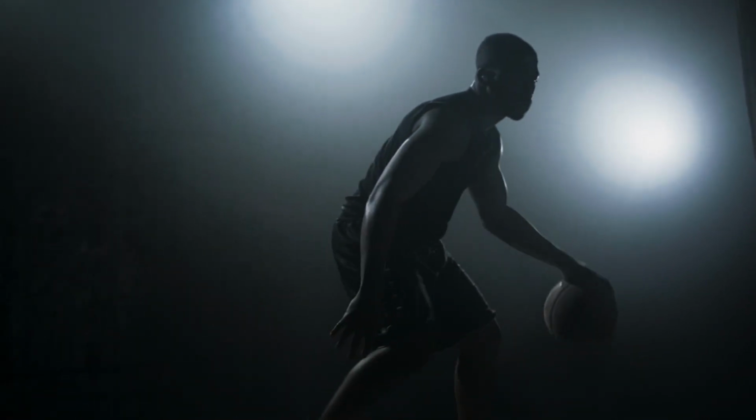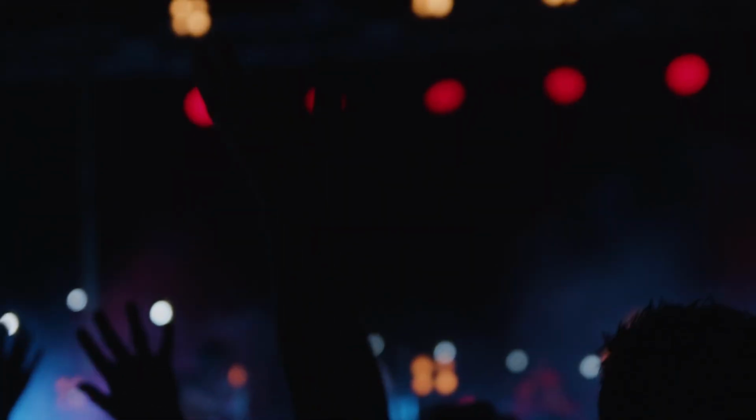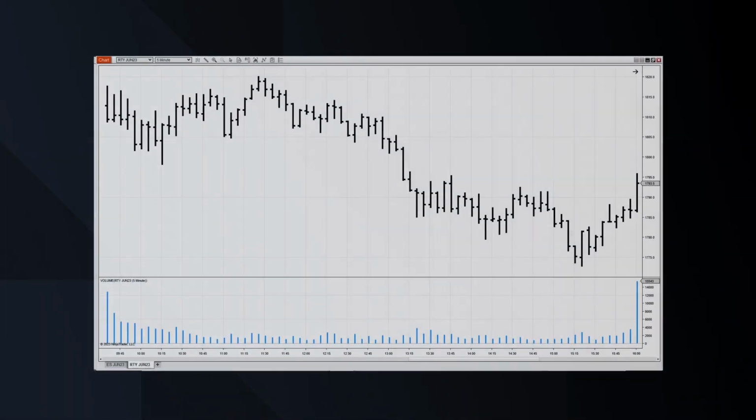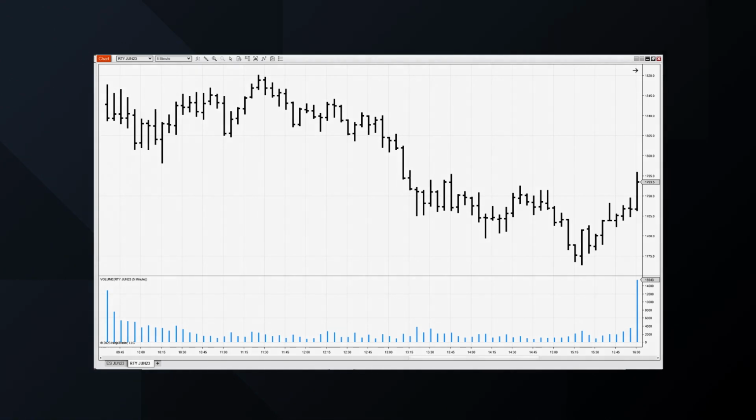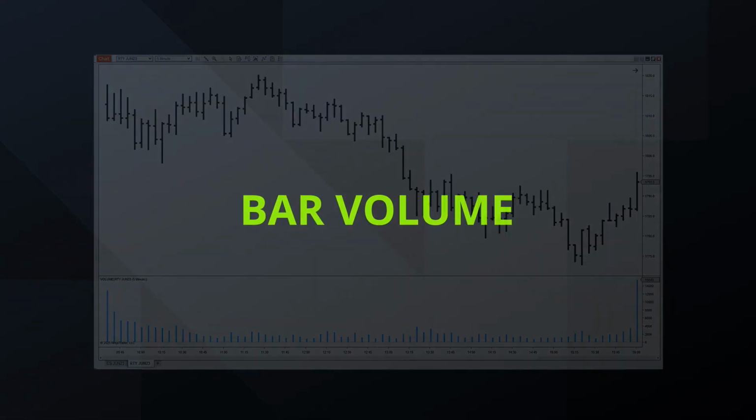Have you ever been at a basketball game getting a hot dog and suddenly there's a roar from the crowd? You instantly think to yourself, what if I just missed? Something big has just happened. A price chart may not make noise, but it has another mechanism to let you know there is something happening, something to pay attention to, and that mechanism is bar volume.